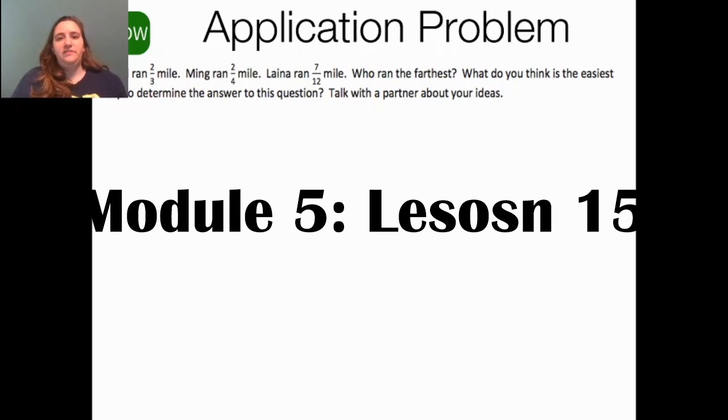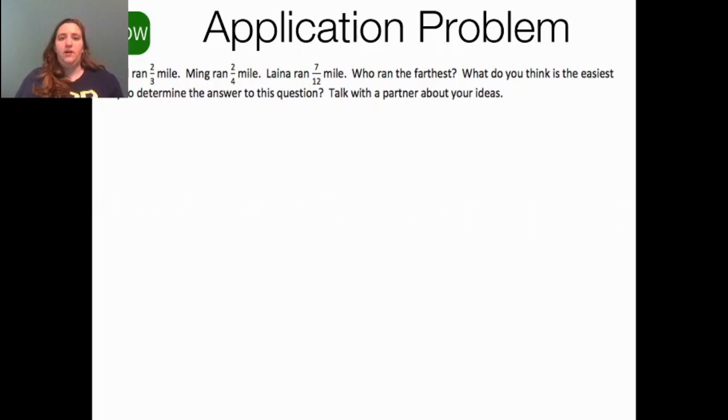Okay, so this is the application problem for Module 5, Lesson 15. If you haven't already done the fluency, go back and watch that video, but if you have, come on in and let's get started. So it says Jamal ran 2/3 of a mile.